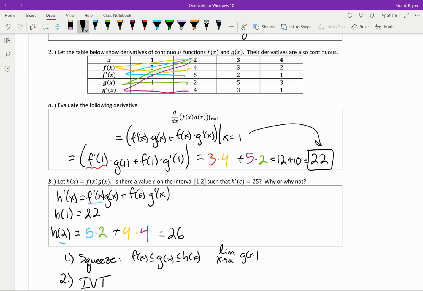We need to probably just quickly verify to ourselves that the hypothesis is met. Is 25, this output, in between the outputs of the endpoints? Yes, it is. So you'll notice that we're starting at like the 22nd stair and we're climbing up to the 26th stair, and assuming that we touch every stair in between, we will definitely cross over the 25th stair.